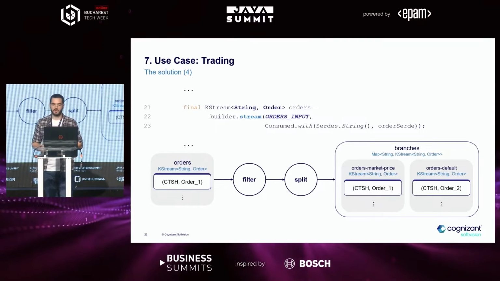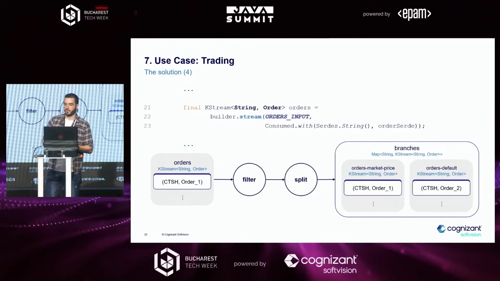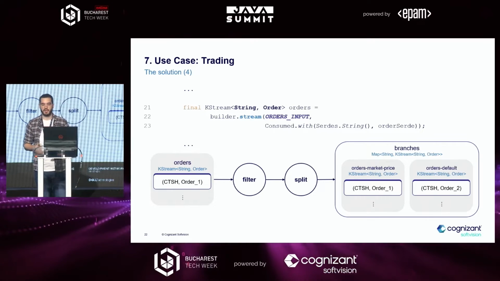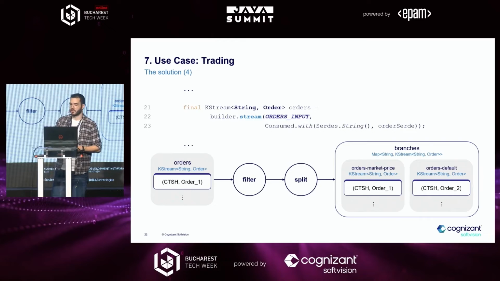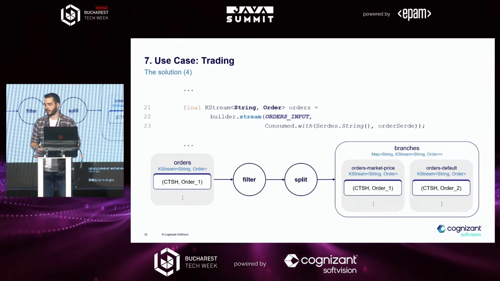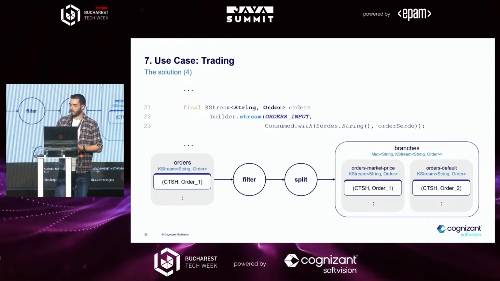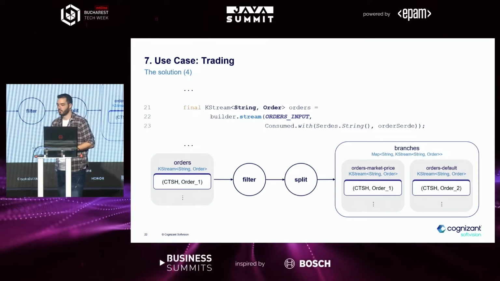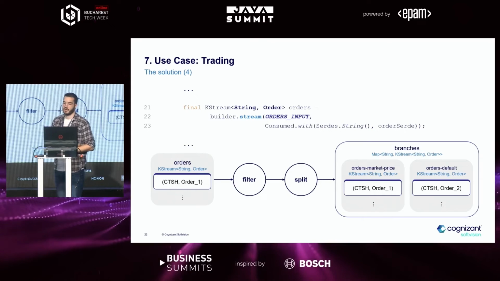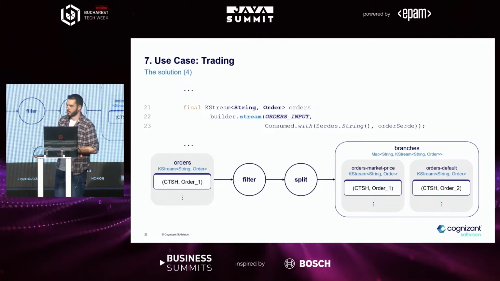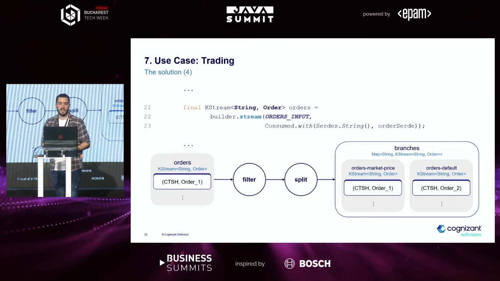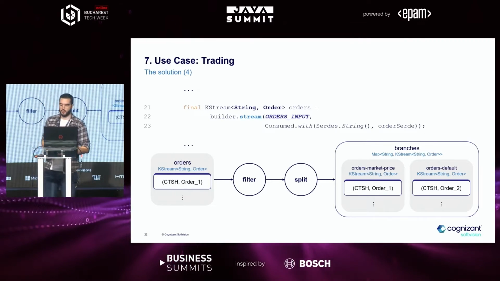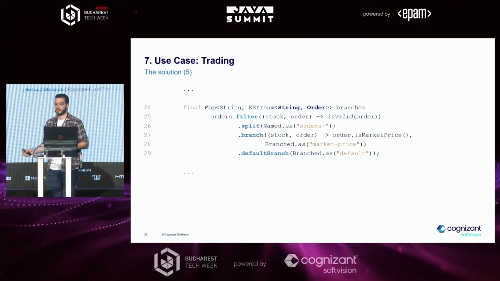Next, we're going to read the orders from the orders input topic into a KStream by using the string serde for the record's key and order serde for the record's value. Now we're going to filter that KStream for invalid orders, then split it into two branches. One for orders that need their prices to be set at market values, and one default branch for the other orders. Again, the code for this operation is pretty simple.